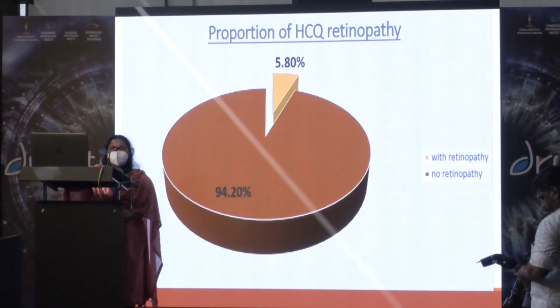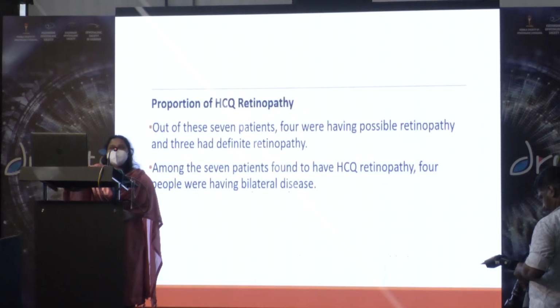The proportion of retinopathy found in my study is 5.8%. That means 7 out of 120 patients have retinopathy. Out of these 7 patients, 4 had possible retinopathy and 3 had definitive retinopathy according to the criteria. Among the 7 patients found to have retinopathy, 4 had bilateral disease.